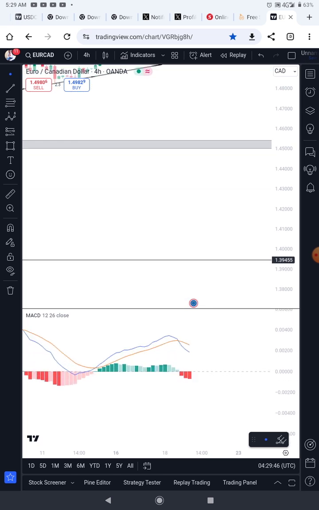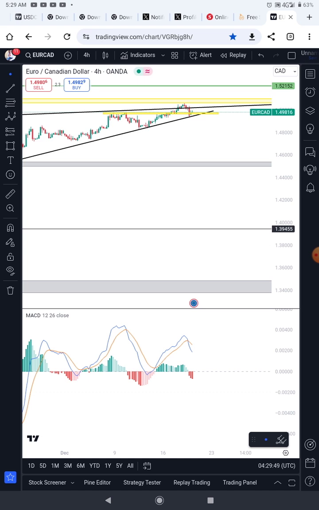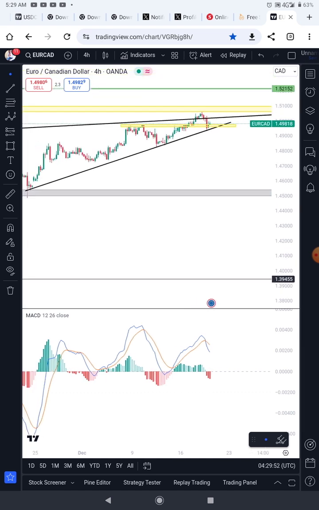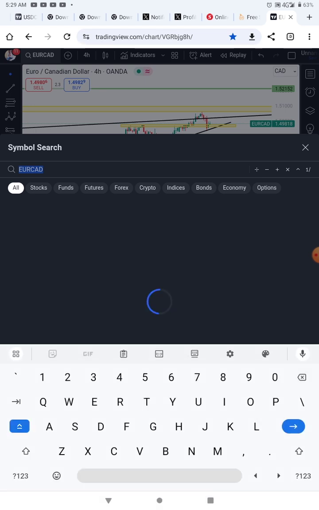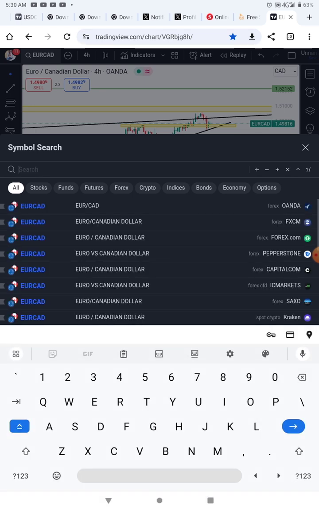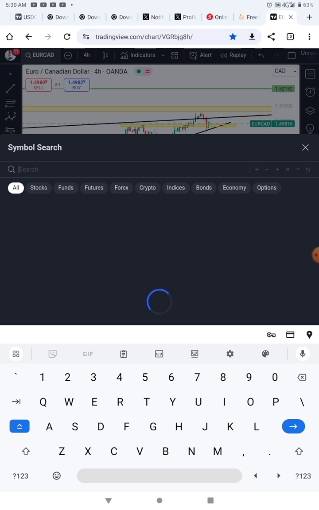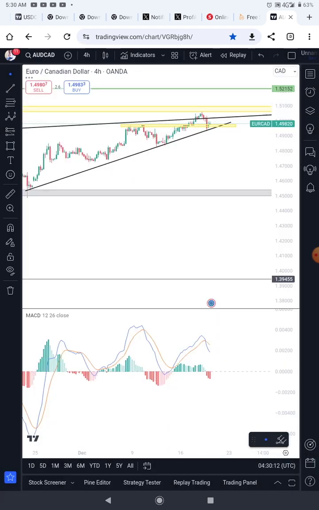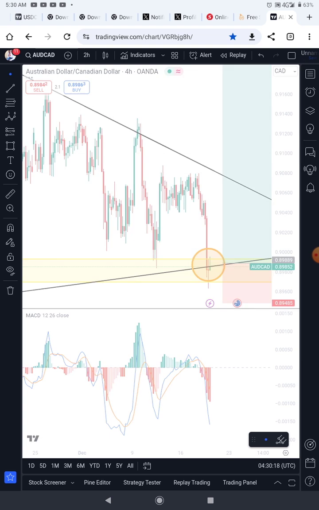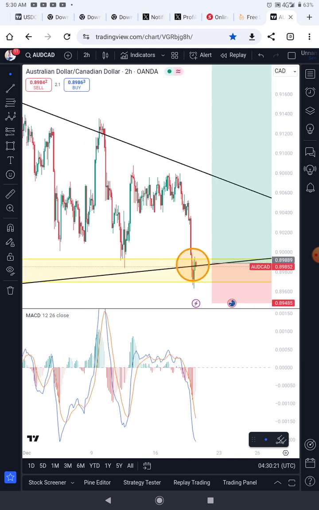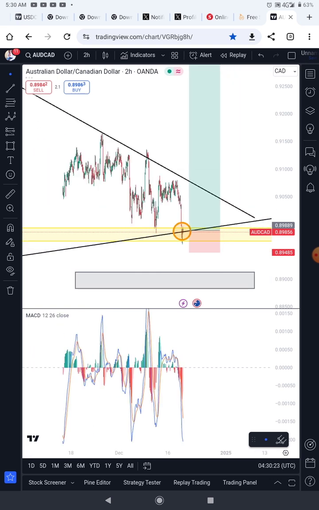Remember the rules of entry. Now for Eurocard, we need to see the market break this trend line and come below this resistance zone, right? For AUD card, I am long already. The candlesticks are looking good, right? We have a tweezer bottom formation with a confirmation, right? Although I'll be minimizing my risk as it stands. Then if we break the trend line, this uptrend line, that is when I will be more aggressive, right?